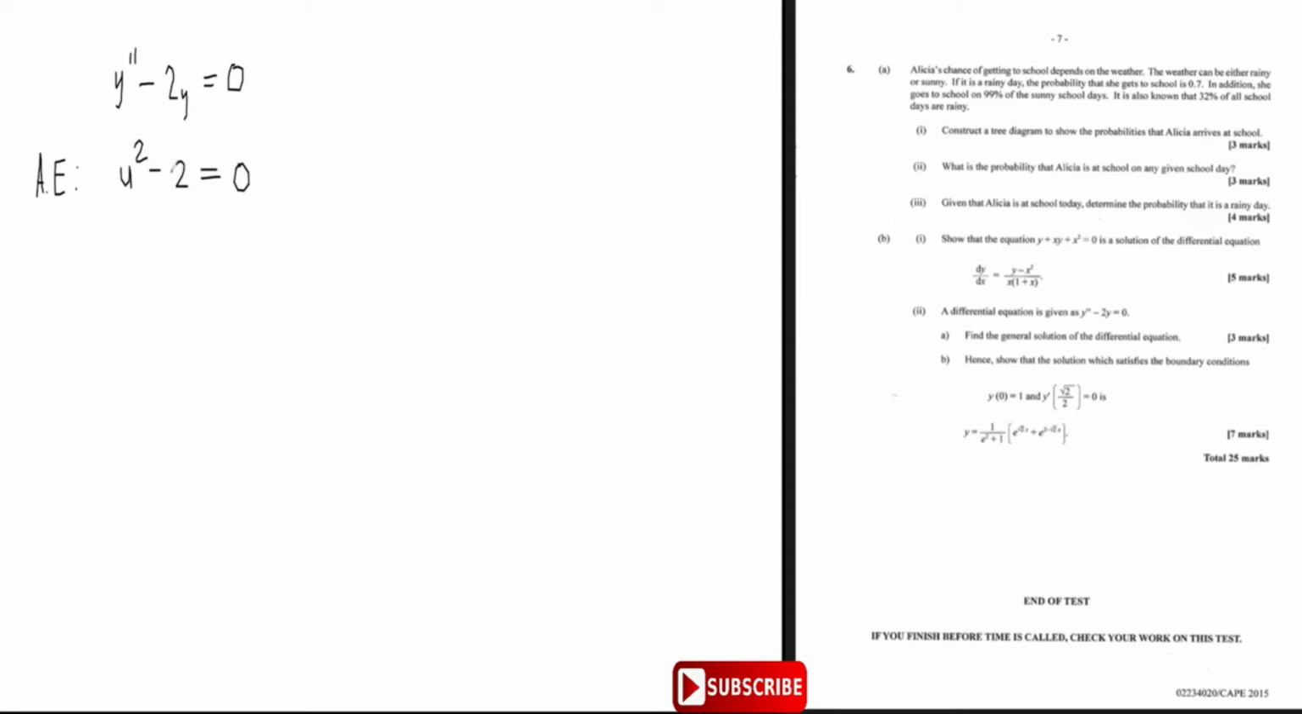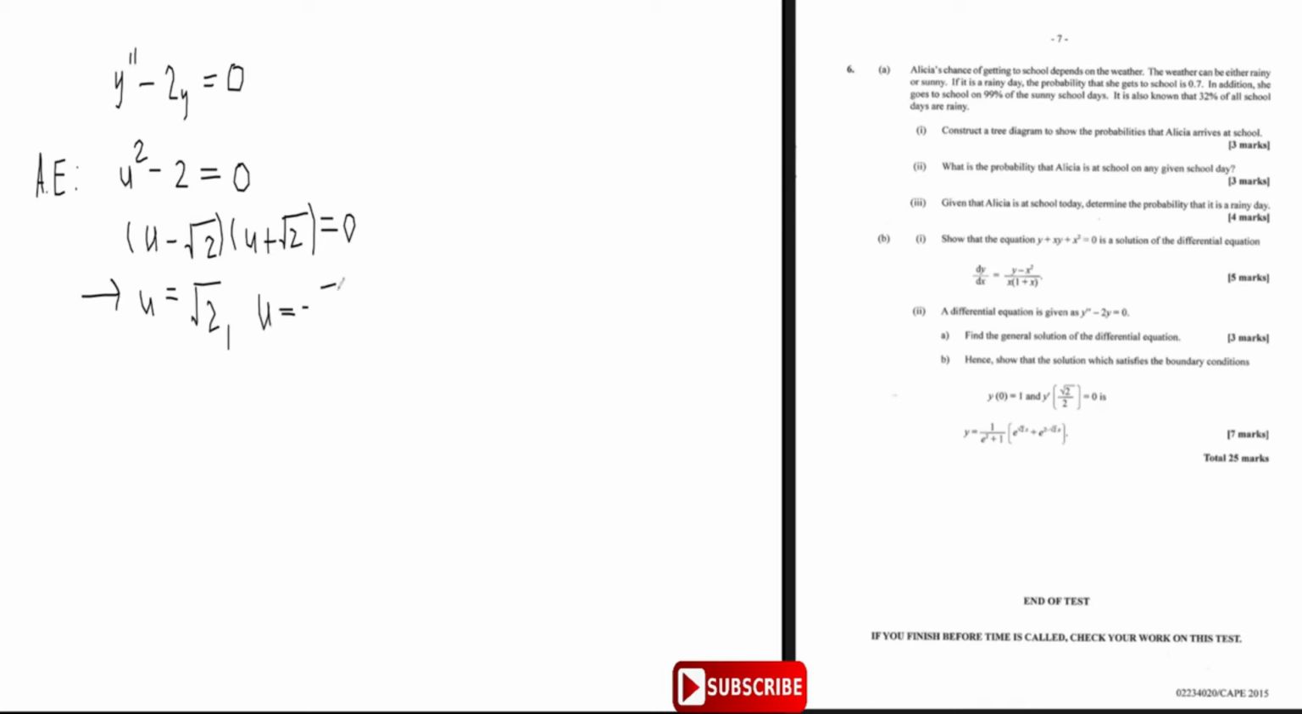Solving u squared minus 2 equal to 0, we can factorize it to get u minus root 2 times u plus root 2 is equal to 0. Solving this equation equal to 0 implies that u is equal to root 2, or u is equal to minus root 2.